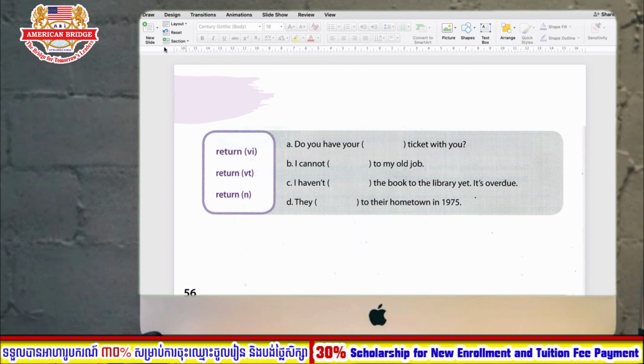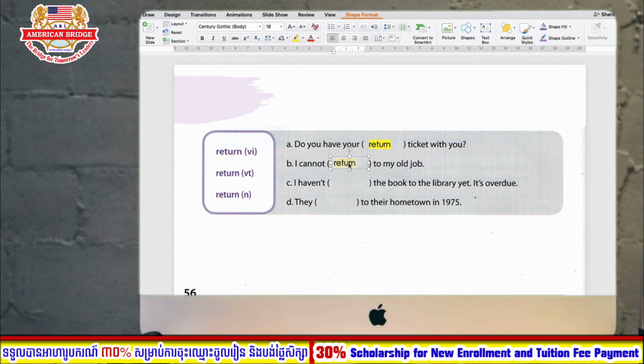Okay, now let's put this into practice. Do you have your? Sure. When we have the word your, which is the possessive adjective, generally it comes with the noun here: return ticket. Okay, letter B, I cannot return to find my old job. So I cannot return to find when you go to your old job. Actually, this one is the verb, intransitive verb.